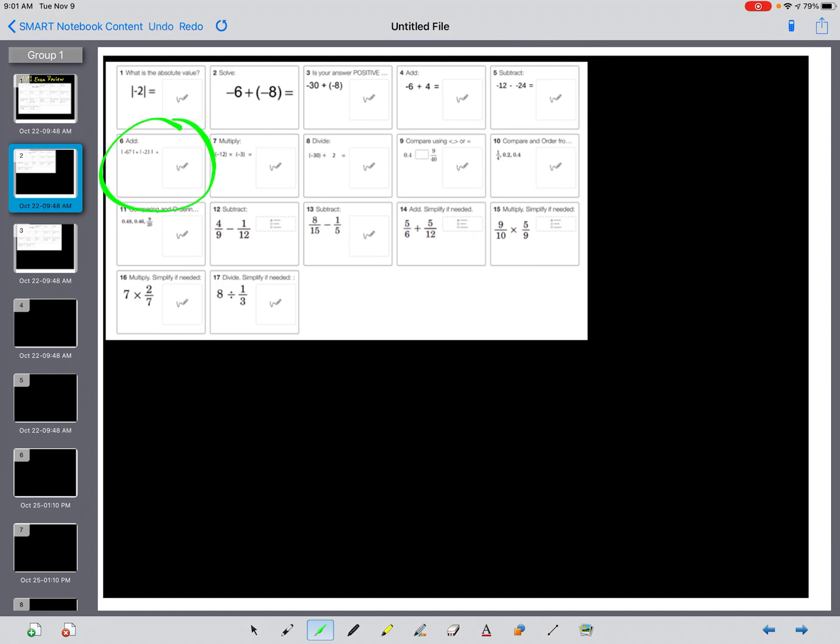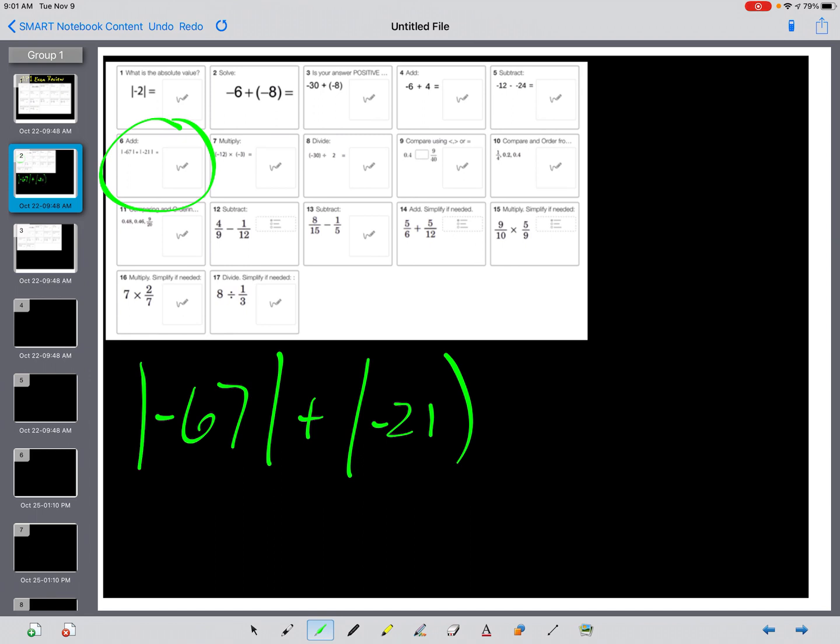Moving here to number 6, we have addition of 2 absolute values. Essentially, it's -67 plus -21. And so it's really 67 plus 21 because of the absolute values of those figures. Okay, and so we add those up, no problem there. We're going to end up with 88.